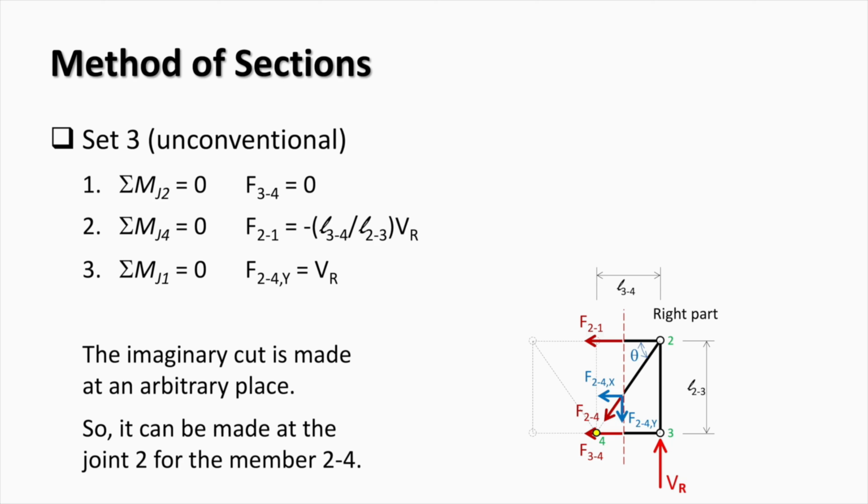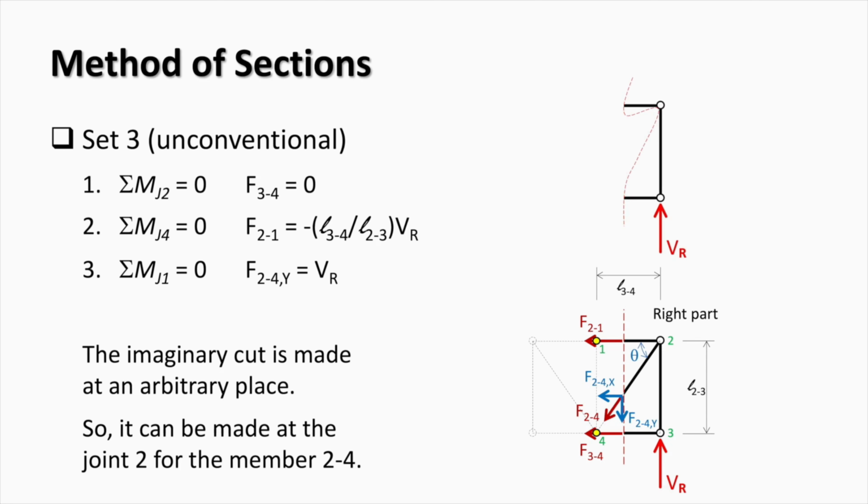The third set of possible equilibrium equations consists of three sums of moments. Here, the new equation is the sum of moments around joint 1, which gives the value of the vertical component of force F24. In writing the equation for the sum of moments around joint 1, it is necessary to find the contribution of force F24 to the moment.